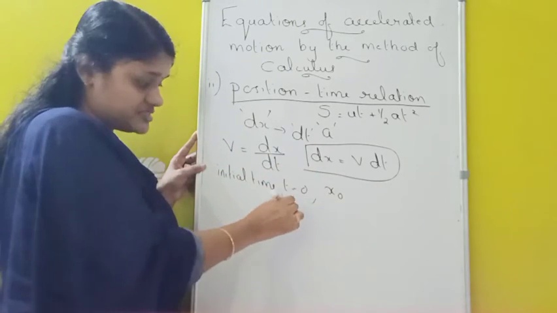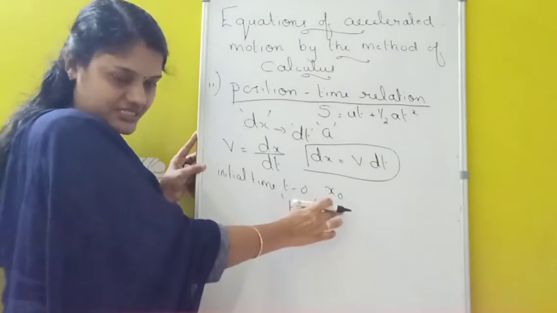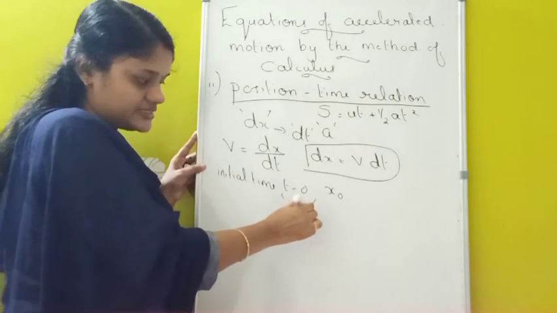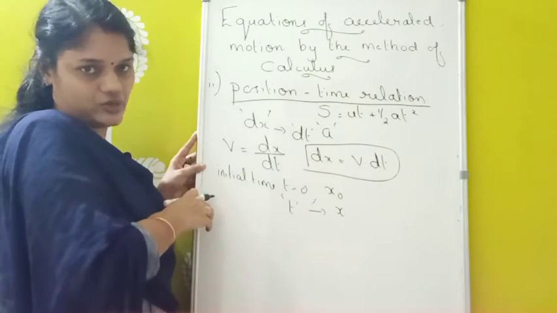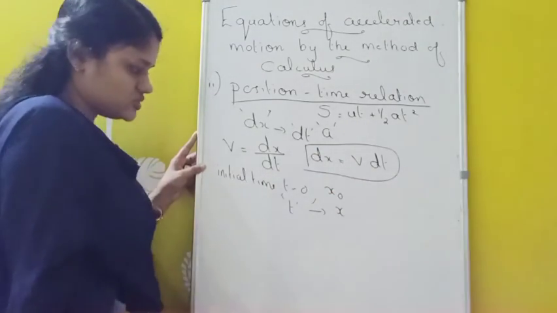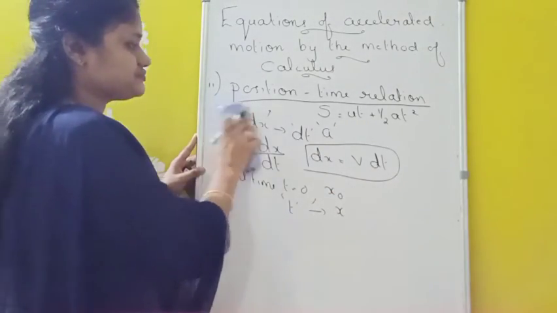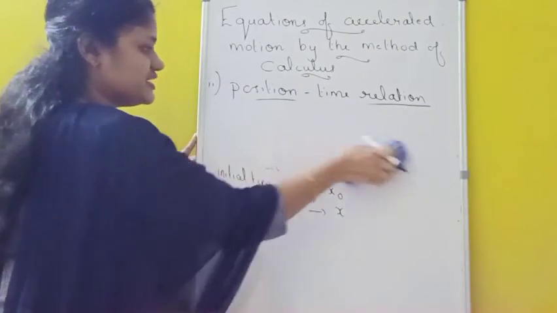Then after a time t, the initial time displacement is x0, and after a time t, suppose the displacement I am taking as x. So x is the displacement of the particle. Now we have to integrate this quantity. So first of all, dx equals V into dt.